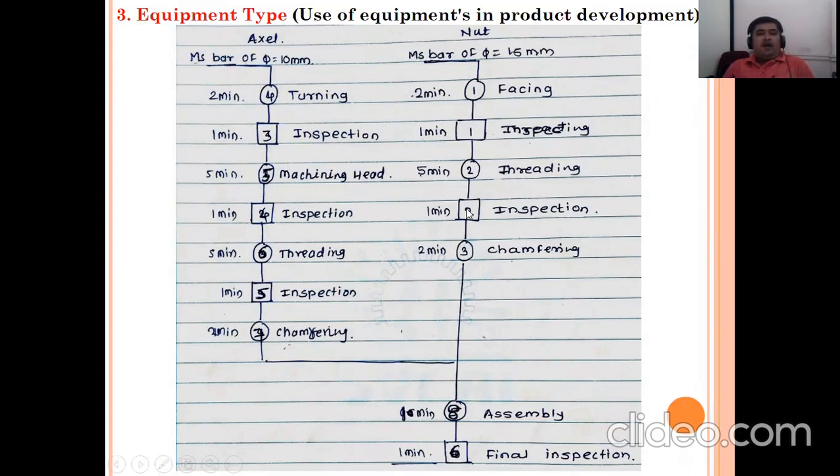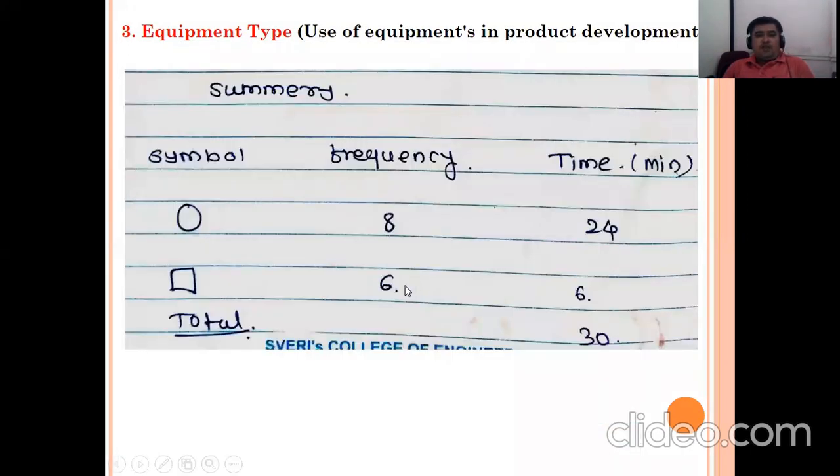So the operation process chart and equipment process chart are similar, where we are writing in a vertical manner, and to the right hand side of this operation we are writing the description of that operation, and to the left hand side of that operation we are writing the time required for that operation. How much time is required for that operation, that we write on the left hand side. Okay, so this is the equipment type which is similar to the process type chart.